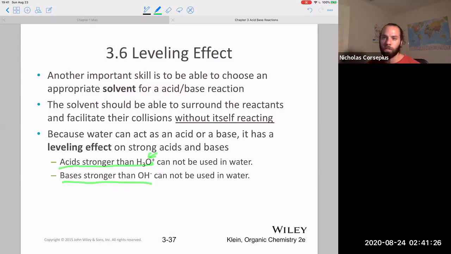If you can't do it in water, you would have to choose something that's harder to deprotonate. There are things called aprotic solvents, acetone, for example. And even then, you always have to consider the pKa of the conjugate acid of whatever solvent you're using. Likewise, with a base, you'd have to consider the pKa of the conjugate acid of the base you're using.